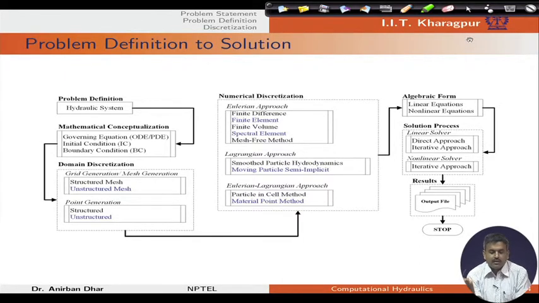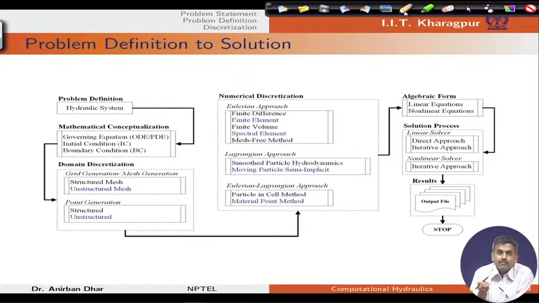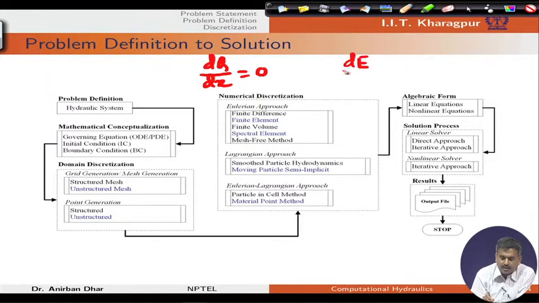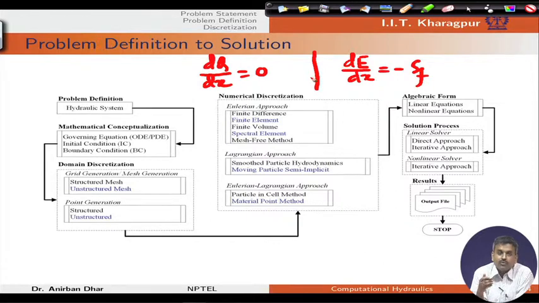Now, problem definition to solution. We have already defined our problem for steady channel flow in terms of continuity equation, which is dQ by dx equals to 0, and our momentum equation, dE by dx equals to minus Sf. With this, we have seen how to discretize the governing equation and how to solve this channel flow problem.